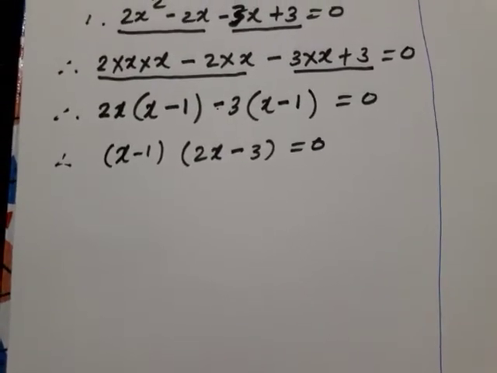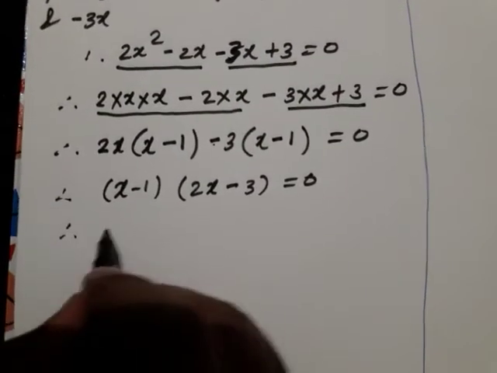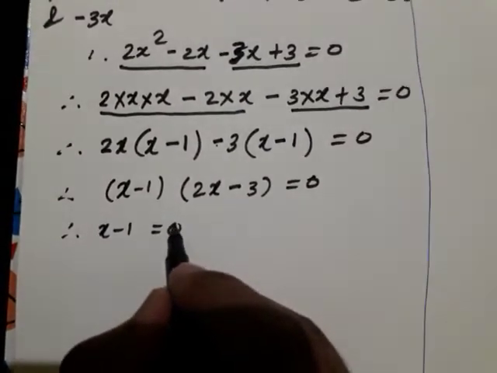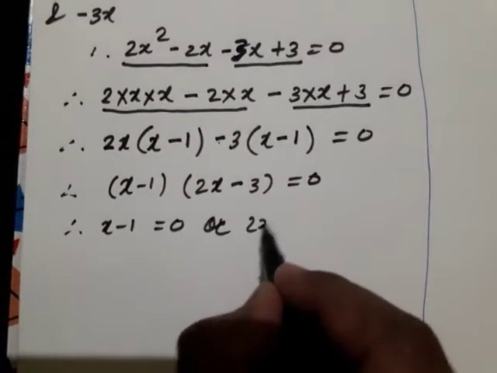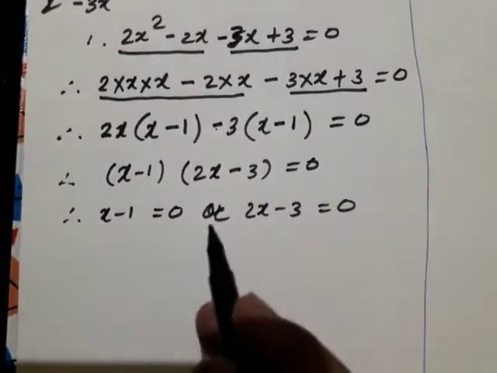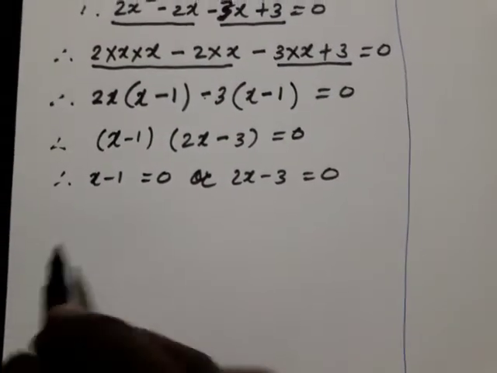Now what to do? Look here, we have to separate it. How to separate? Therefore, x minus 1 is equal to 0, we have to write, or 2x minus 3 is equal to 0. Means both those brackets we have to compare with 0. This is the step of factorization.